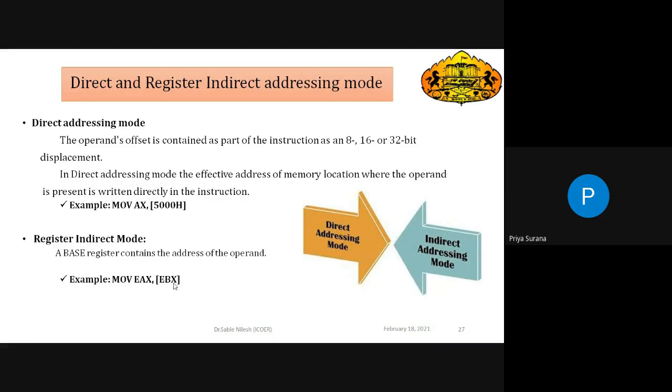The EBX register will act as a memory location. Whatever the content of the EBX register, for this instruction it will act as a memory location, and on that memory location whatever data is available will be used for execution of this instruction. So getting this point, square bracket EBX means whatever content of EBX will act as a memory location, and whatever data is available there will be used for execution of this instruction. So it is called register indirect addressing mode.